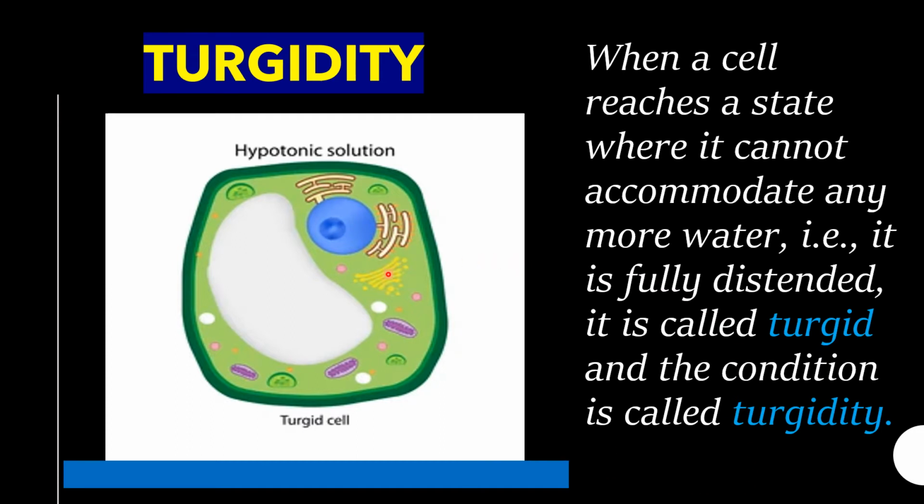Then, when will this turgidity occur? When a cell is placed in a hypotonic solution, endosmosis will occur. Water moves from outside to inside because in a hypotonic solution, water concentration is more and solute concentration is less. That's why water will move from outside to inside. That is endosmosis. So when a cell is turgid, which type of osmosis will occur here? Endosmosis will occur.